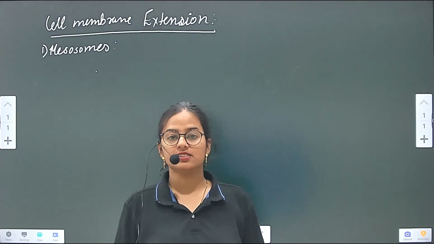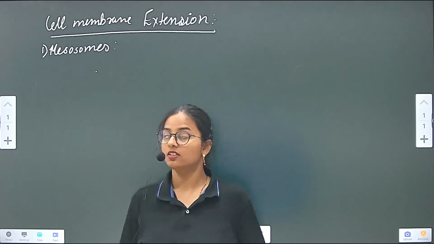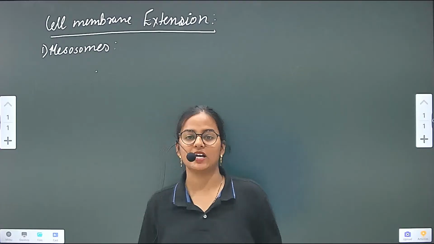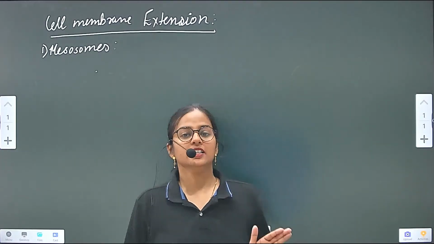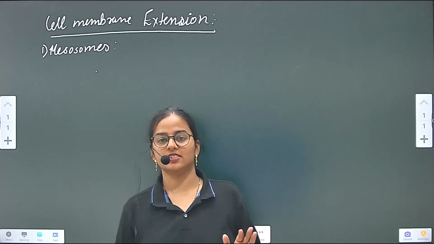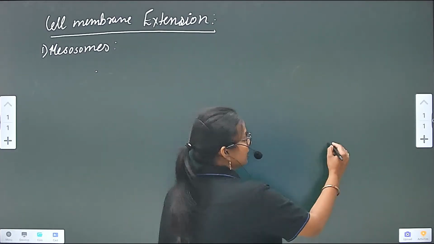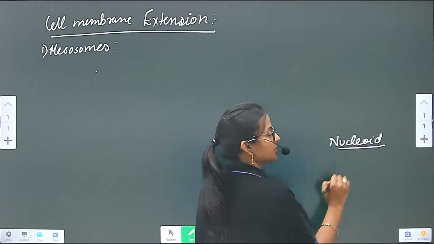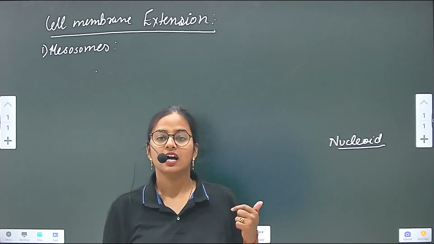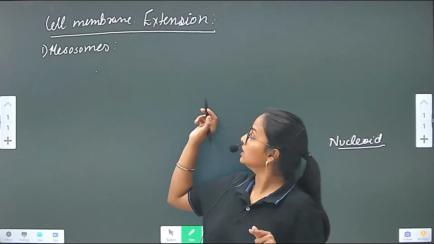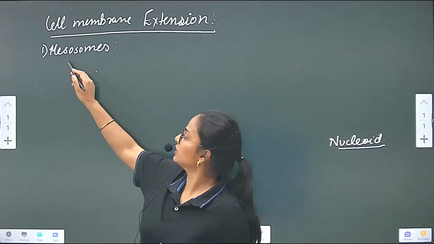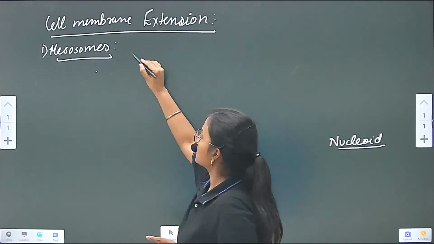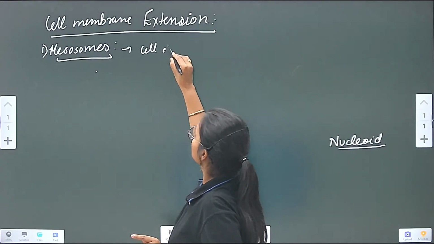Hello, good morning students. So today we are going to start with the cell membrane extensions. Though we have already started with the extensions of plasma membrane in prokaryotes. If you remember, yesterday we talked about prokaryotic cells, where we talked about the nucleoid, which was the non-membrane bound nucleus found in prokaryotes. Apart from that, it has cell membrane extensions, the very first was mesosome, where it has a role in cell division.